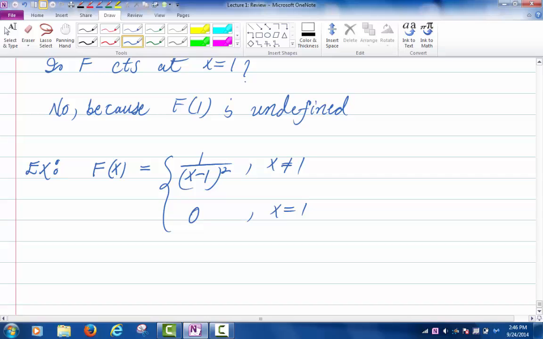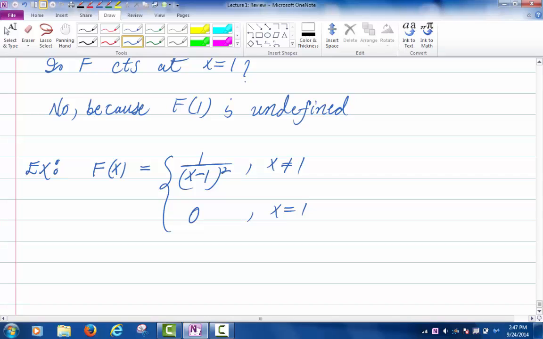Look at the function. So there are 2 conditions for continuity, right? Defined at 1, and the limit at 1 must be equal to the value of the function at 1. So the limit of this function at 1 must be equal to 0 if it is continuous at 1, right? But what's the limit of this function at 1? It is infinity, isn't it?